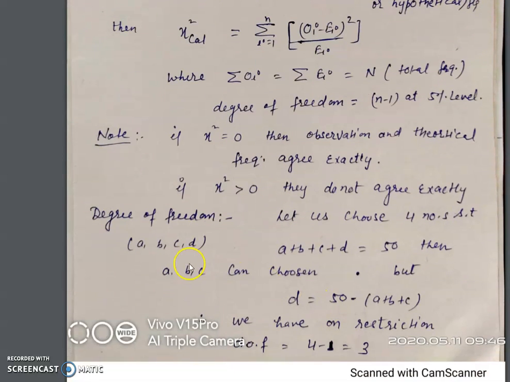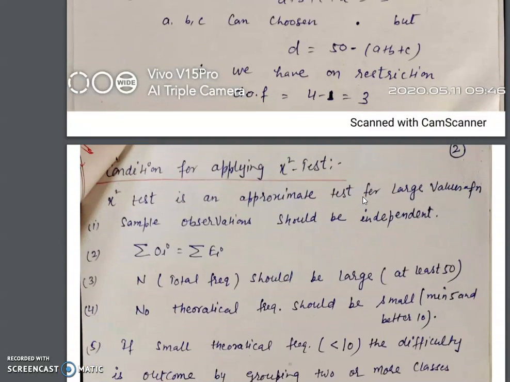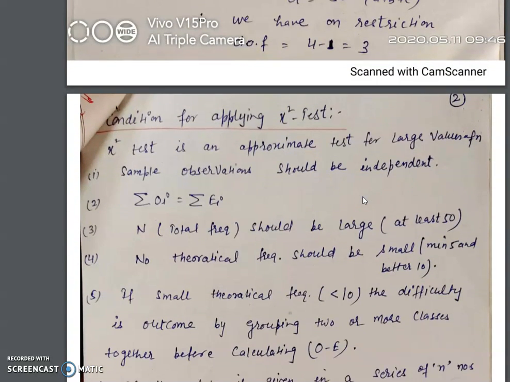Here are two important points. First point is, if the value of chi-square equals 0, then observed and theoretical frequencies agree exactly, otherwise they do not agree exactly. And you know very well the degree of freedom is n minus 1 at 5% level.